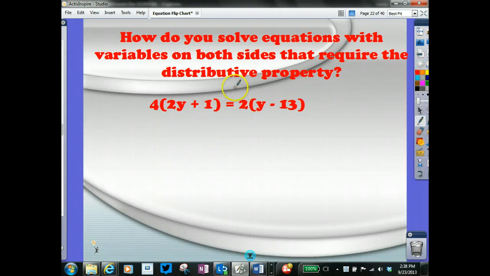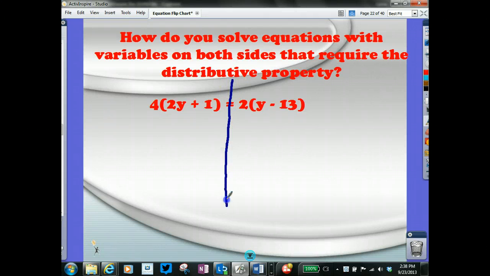Alright, let's look at it. Again, first thing, it's always super important, draw that line of scrimmage to separate the two. I've got to distribute. The 4 is next to it, so I need to clear these parentheses. 4 times 2y, 8y.